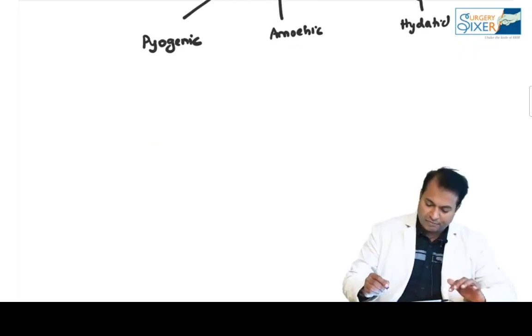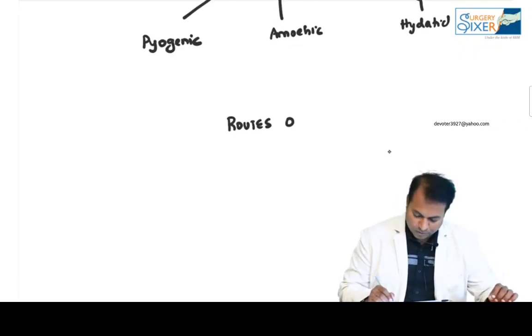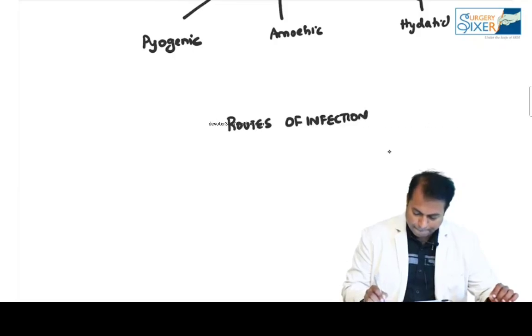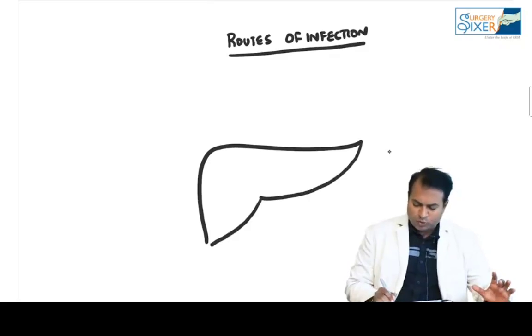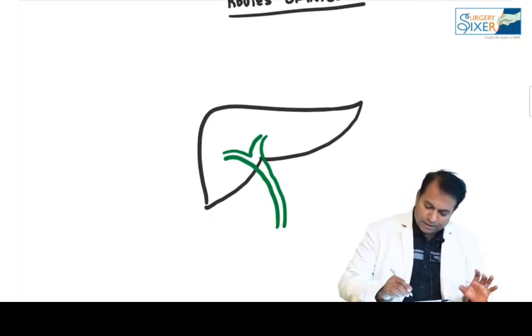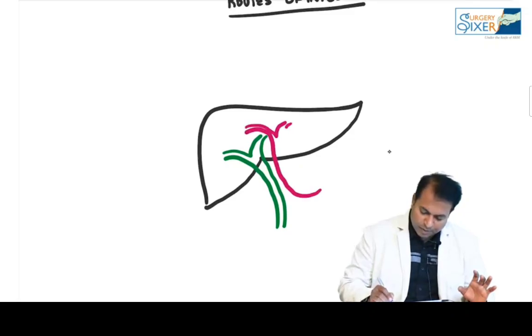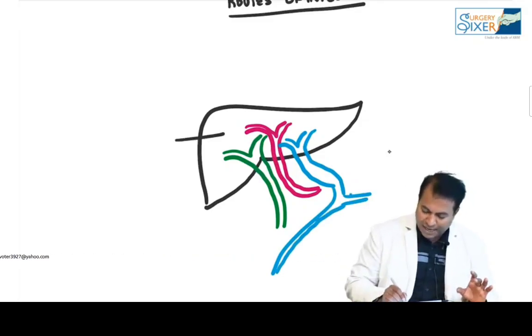Let me start my discussion from the roots of infection to the liver. Just see the image I'm drawing. So this is liver. Through what routes can the liver get infected? You can easily understand from this picture. This is biliary route. This is hepatic artery route. This is portal vein route. And this is direct spread or trauma.